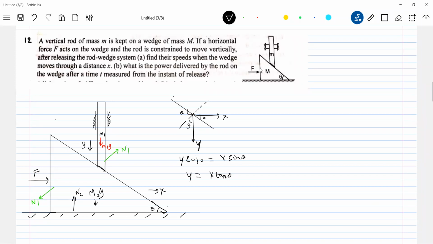Which forces are doing work? Normal contact N1, work done by N2, and mg. So work done by all the forces: initial kinetic energy, plus work done by normal contact, work done by the weight, work done by M2G, work done by N2, should be equal to the final kinetic energy. This is the overall method here. The initial kinetic energy: the system is released from rest. Let's say work done by normal contact.